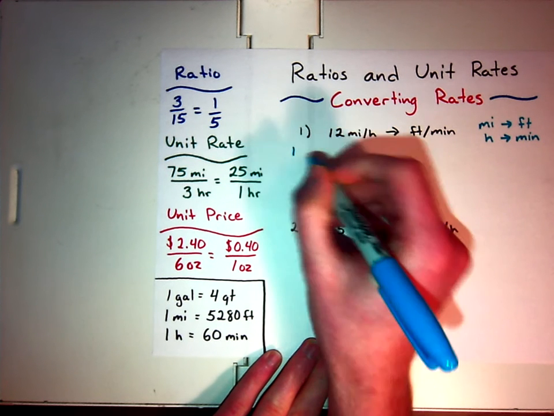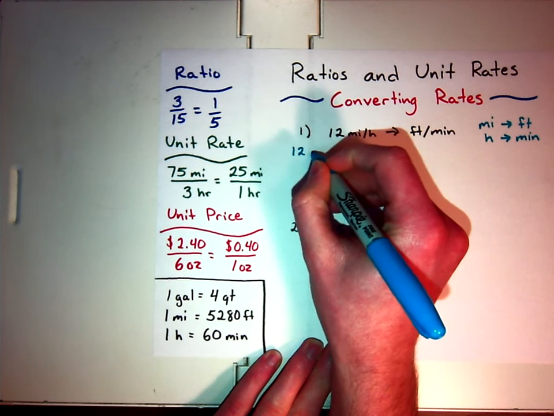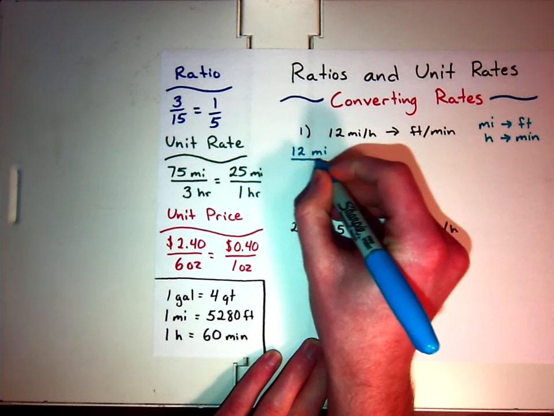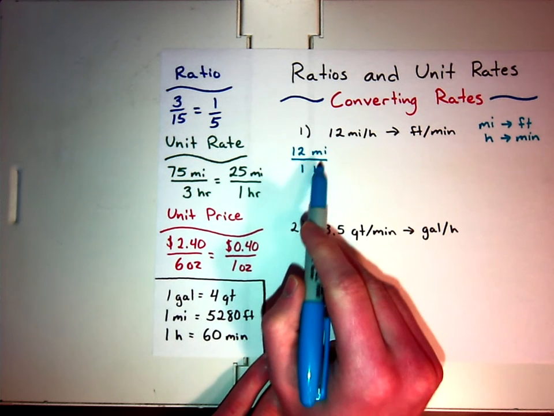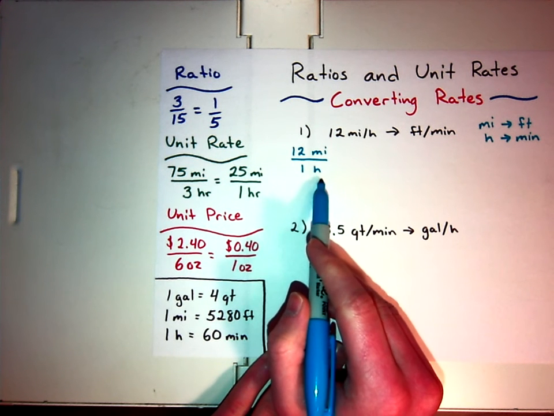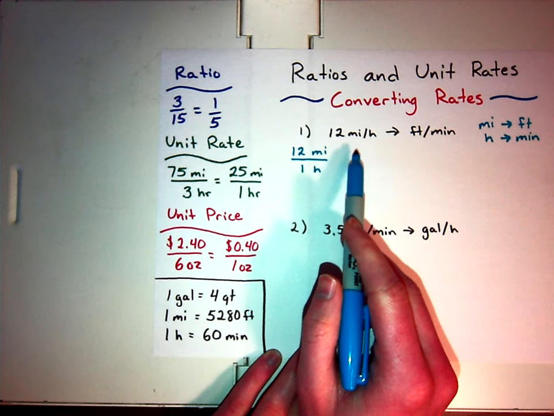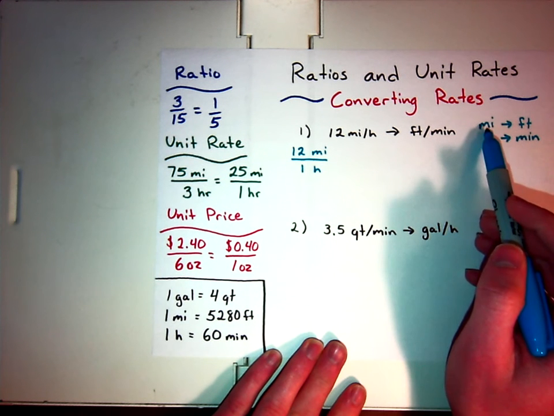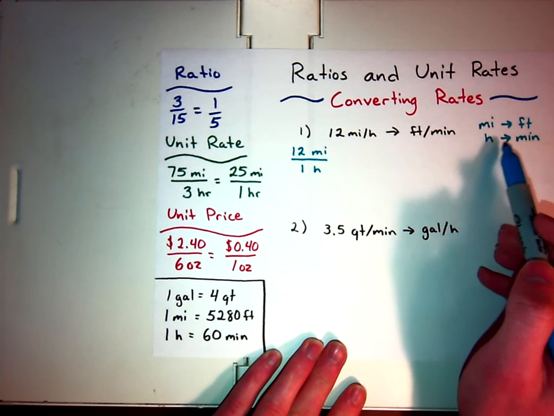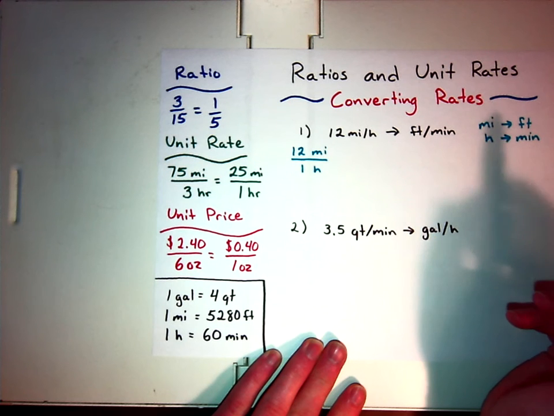12 miles per hour, I could write like this. Because I go 12 miles in 1 hour, okay? And I need to change it into feet per minute. So I know I need to turn miles into feet, and I need to turn hours into minutes. So you can choose either one. Either one's going to work.